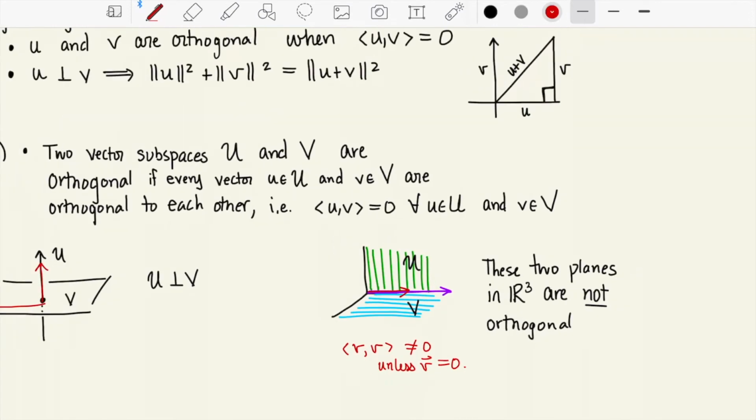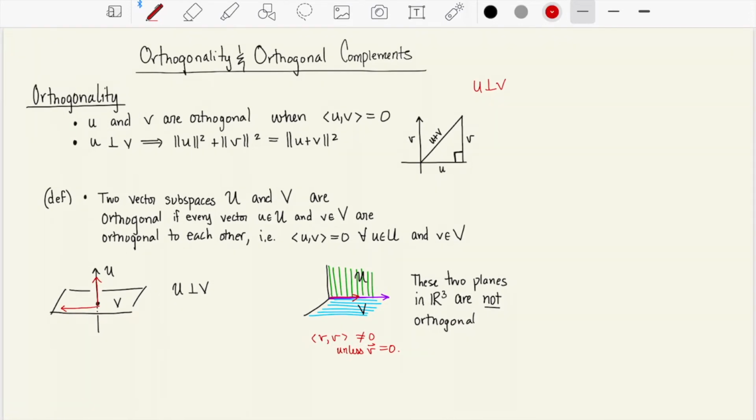So the issue is that it is not true that for every vector U in U and every vector V in V, the inner product of U and V is equal to 0. So even though these planes are at 90 degrees from each other, they're not considered to be orthogonal as vector subspaces of R3. So the definition is a little bit subtle in that way.